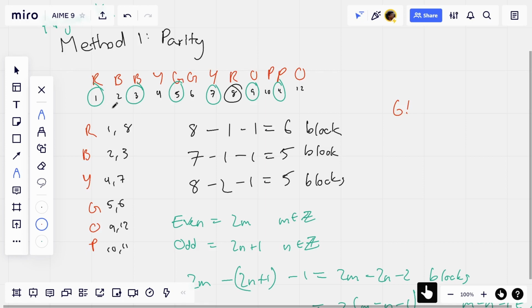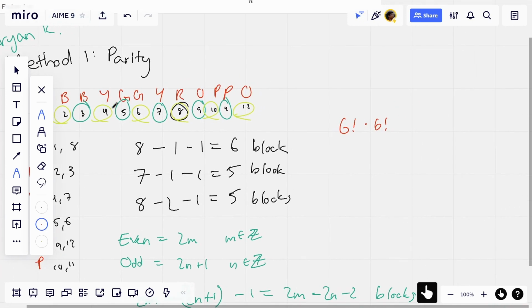Now let's take a look at the even positions. For the odd colors, there's 6 even positions, and we have 6 colors. So once again, that's going to be 6 factorial ways to color it in. 6 factorial times 6 factorial is the total number of ways we can arrange blocks so that they are in an even arrangement. So this is the total number of ways.